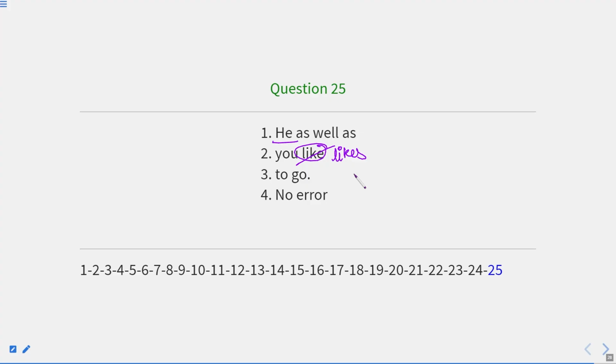I hope you understood each and every question, and I hope this much is clear to you all. I hope you have understood each and every concept that I have discussed with you, and you can practice more and more questions based on this chapter. Okay, so this is all for today, and here the answer will be 2, that is likes.